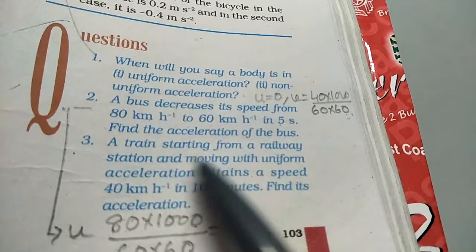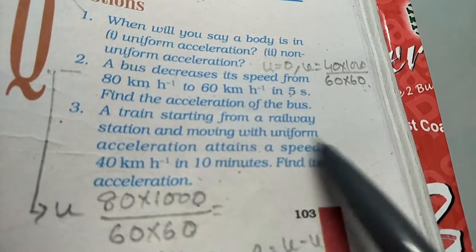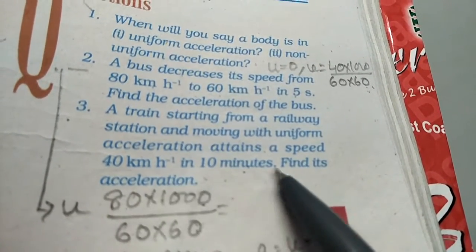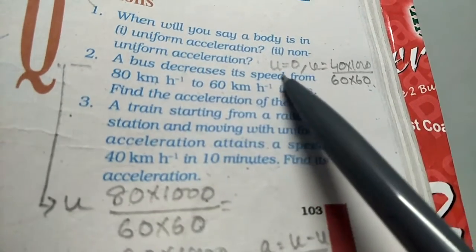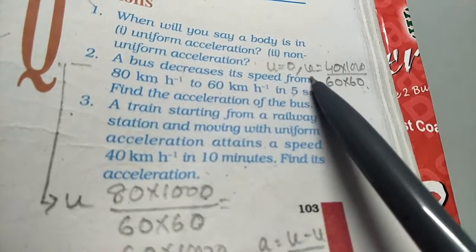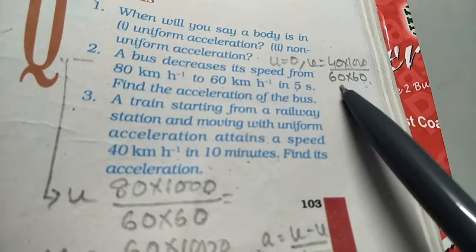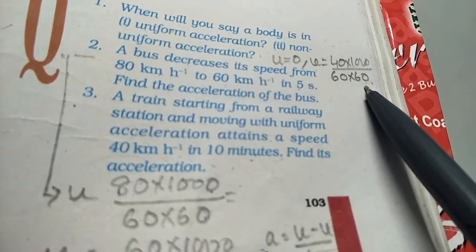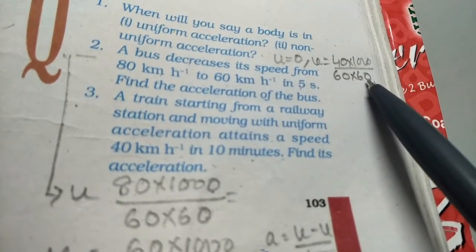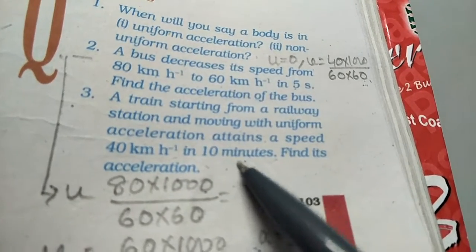Now the next question: a train starting from a railway station and moving with a uniform acceleration attains a speed of 40 km per hour in 10 minutes. So here the initial velocity is 0 and the final velocity is 40 km per hour, that is 40 into 1000 upon 60 into 60. That will give you meter per second. Now the 10 minutes you also have to convert into seconds.